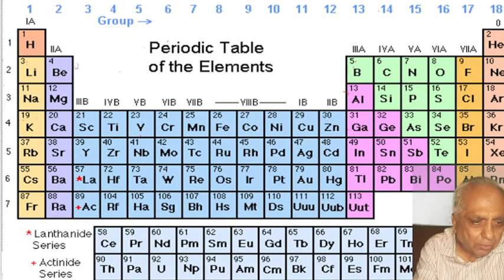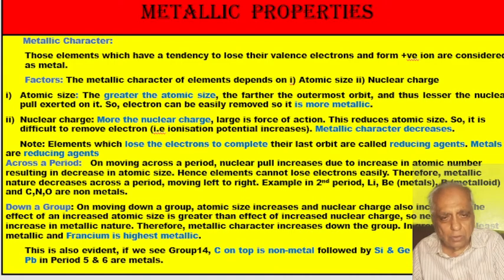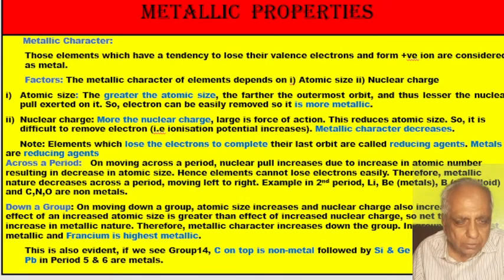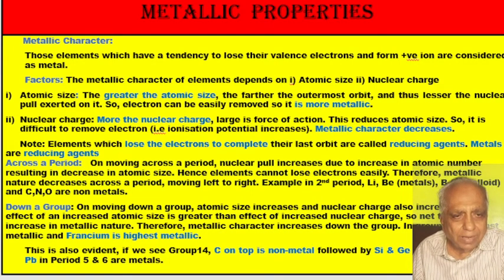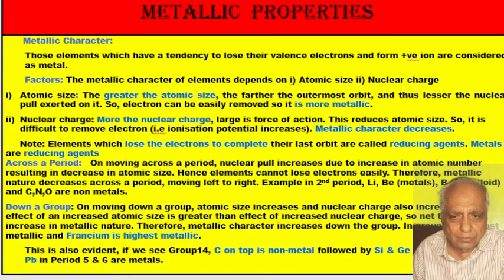So if the size is bigger, what does it tell us? It means the attractive force of the nucleus, the protons, on the electron would reduce as the size increases. Therefore, if the attractive force is less, it is easier for that electron to come out. It means less energy would be required for the atom to lose one valency electron. So the more the size of the atom, the farther the electron is from the nucleus and the easier it is for the electron to come out. So it is more metallic. So you should learn that the bigger the size of the atom, the more metallic it is.